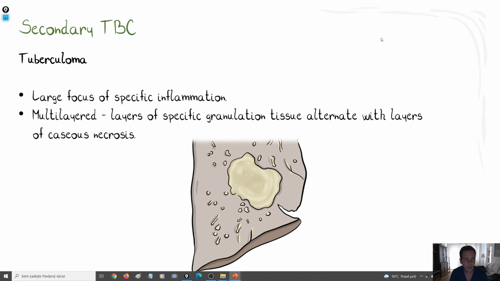Tuberculoma, as I said, means that the focus of reactivated TBC has a large amount of specific granulation tissue and a small amount of necrosis. And it looks like a big whitish or yellowish focus or tumor, which is typically multi-layered. There are layers of specific granulation tissue that alternate with the layers of caseous necrosis. So the tuberculoma has a typically multi-layered appearance.